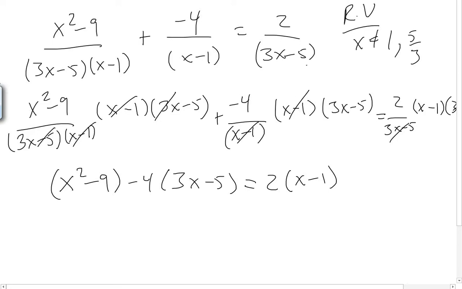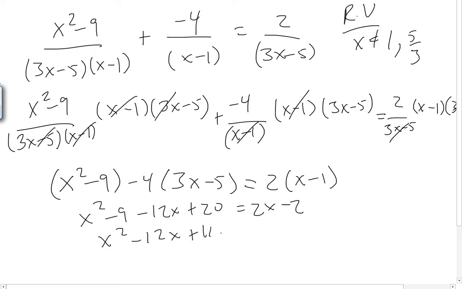So this is some pretty intense fraction busting, but it's still just fraction busting. The point is that now that we've gotten rid of the fractions, I have an equation that I can solve. X squared minus 9 minus 12x plus 20 should equal 2x minus 2. Or if I move everything to one side, I get x squared. Let me just simplify first. Minus 12x. Negative 9 plus 20 is positive 11 equals 2x minus 2. When you subtract 2x and you add the 2 over, you get x squared minus 14x plus 13 equals 0.